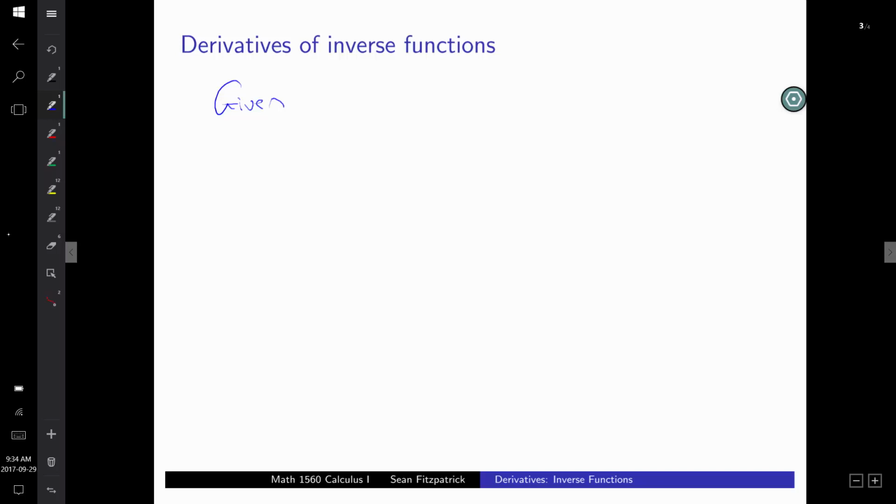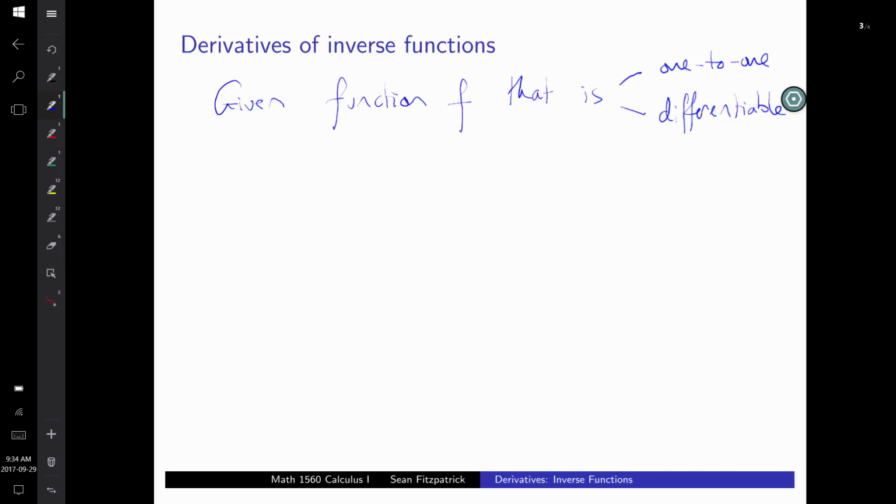So let's suppose we are given a function f, and it's going to have two properties. One, it's going to be 1 to 1 so that we can define an inverse, and two, I want it to be differentiable. I want to make sure that f prime of x exists. Okay, so I want a function with these two properties. We want to find the derivative of the inverse function, f inverse of x.